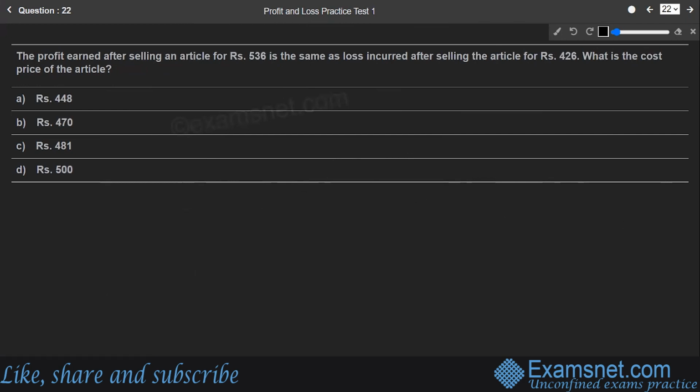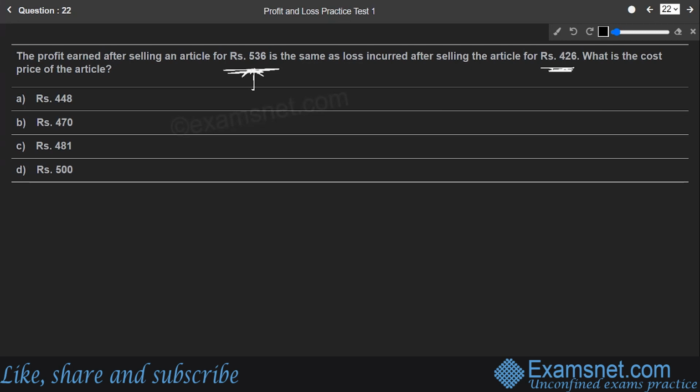Now, the profit earned after selling an article for rupees 536 is the same as the loss incurred after selling the article for rupees 426. They say that if the article is sold at 536, a profit is earned, and that profit is equal to the loss from selling the article at 426. This is what they say.